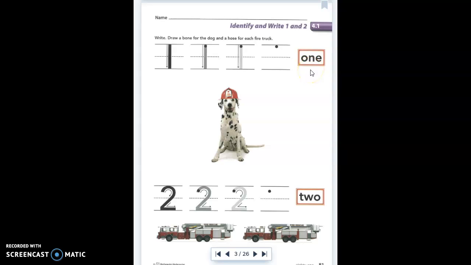Today we begin our new unit, which is Unit 4, and this unit is all about numbers 0 through 5. We'll be learning how to write the numbers, how to identify the numbers, and what the numbers actually mean. So, to start, you need to take out page 81 with page 82 on the back. This is lesson 4.1, identify and write 1 and 2.